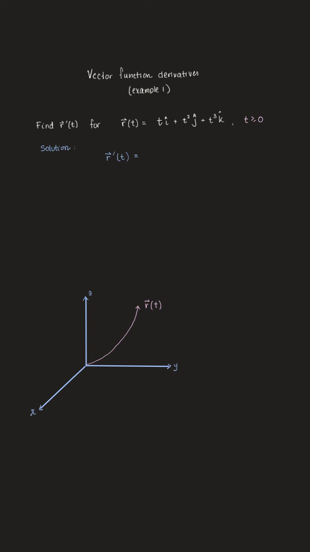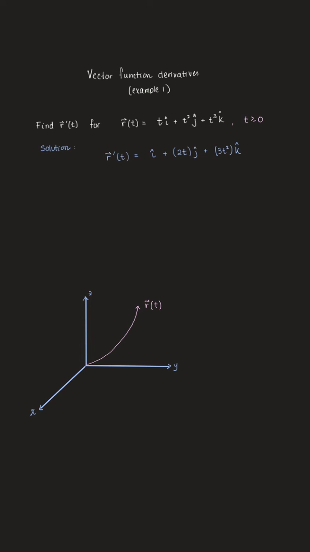So the first component derivative with respect to t is just 1, so this will be 1i. The second component derivative will be 2t, so this is 2tj. And the third one will be 3t squared, so we have 3t squared k.